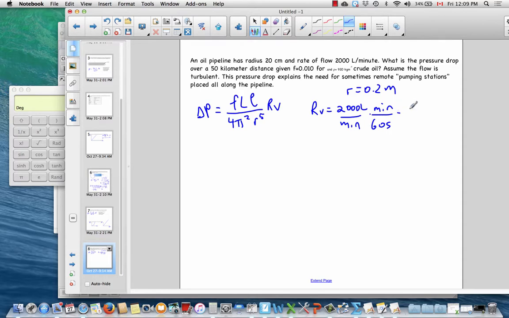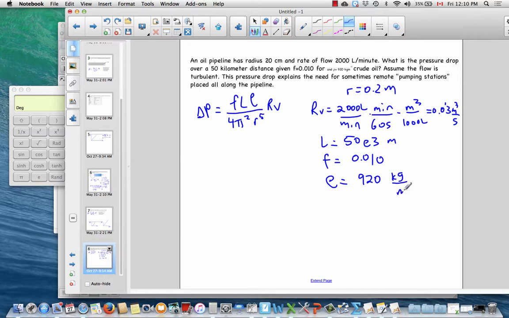So that'll convert from minutes to seconds. Then we need to convert liters to cubic meters. So this works out to 0.03 repeating cubic meters each second. So we're also given the length, it's 50 kilometers. The F factor, and we're given the density of the crude that's flowing through the pipe is 920 kilograms per cubic meter.